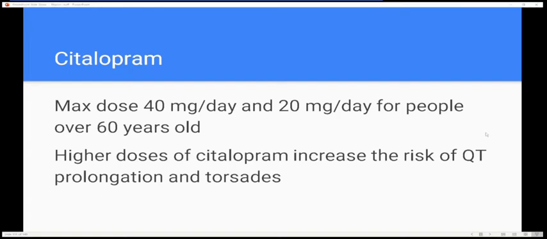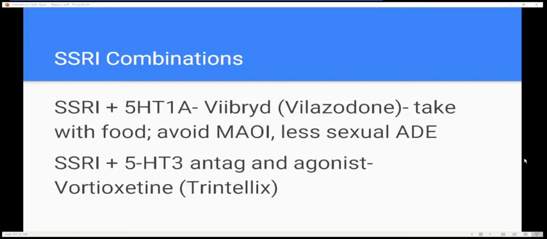There also are some combinations of medications. So you can have vilazodone. You want to take that with food, which is probably the main thing they'll ask in your tests. And then it also has less sexual adverse effects. So the sex drive aspect of SSRIs is pretty bad. So maybe you want to use vilazodone or something.